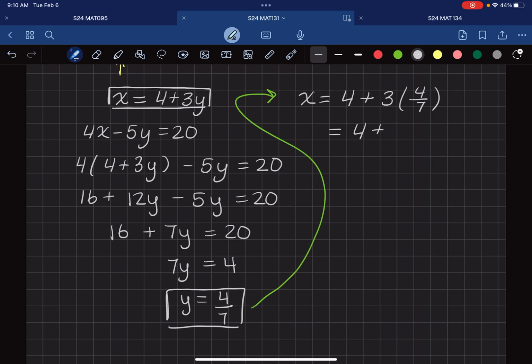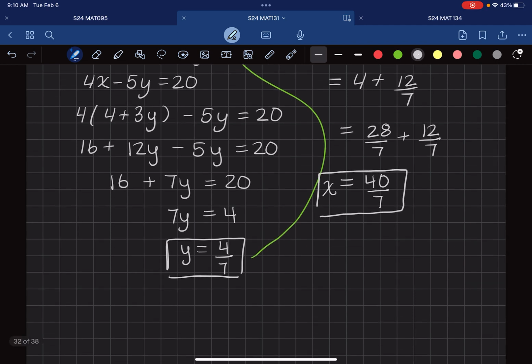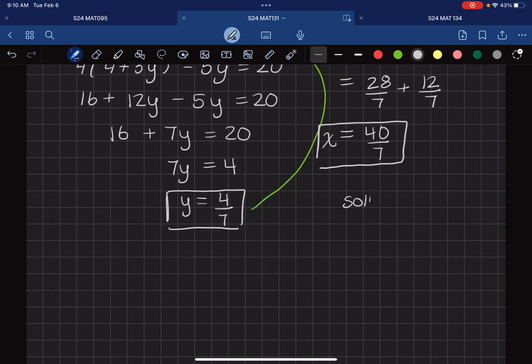So we've got 4 plus, this gives us 12 over 7. 4 can be written as 28 over 7 plus 12 over 7. So we're getting a common denominator. And then we can add across the top. So we end up getting 40 over 7 is our x. And so our solution is going to be at the coordinate 40 over 7, comma 4 over 7.